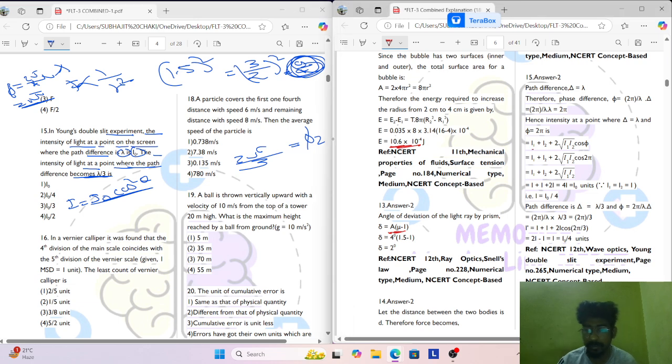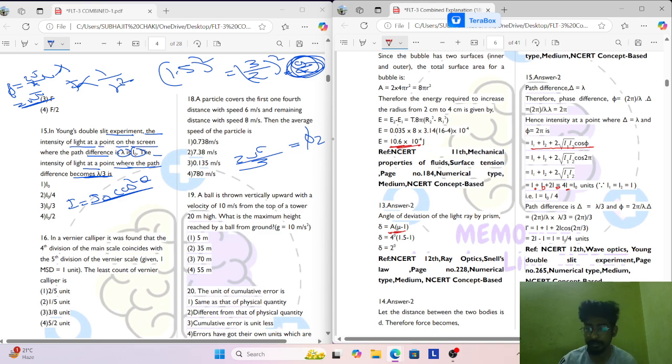For the first case, I is given by this formula, I1 plus I2 plus 2 root over I1 I2 cos phi. In both of these cases, I is equal to I naught, right? So it will become I naught plus I naught plus 2 I naught, so it will become 4 I naught, right? So I will be equal to I naught by 4.